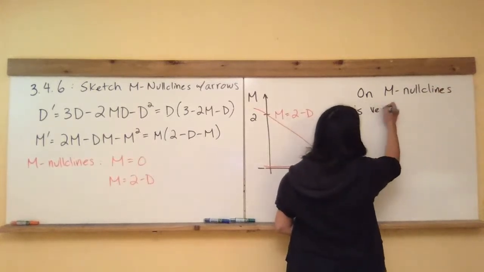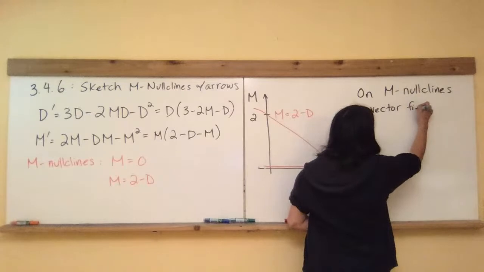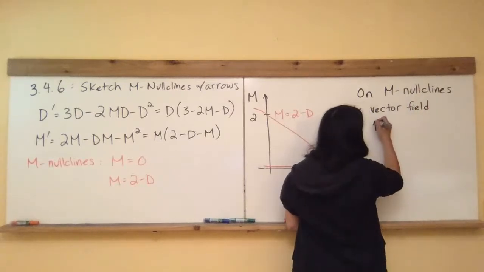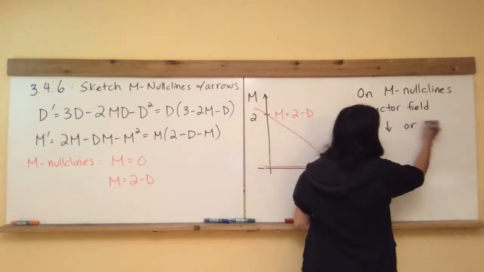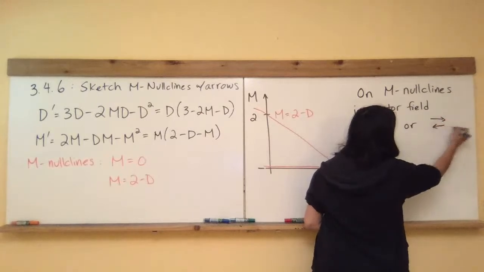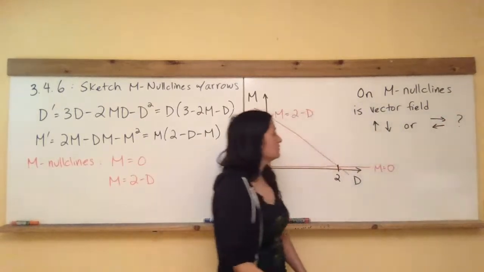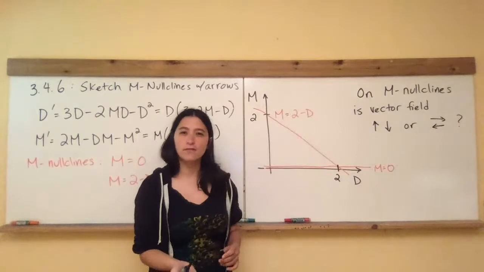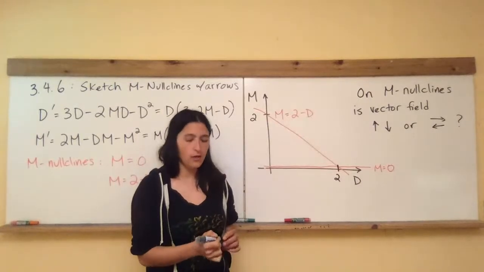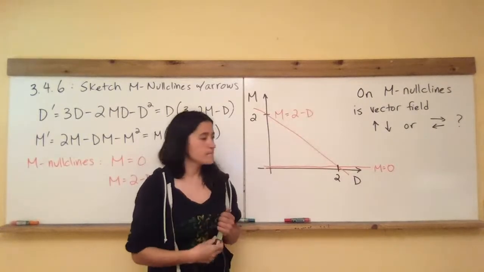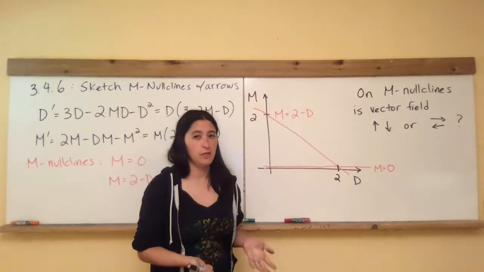Is the vector field up and down, or is it left or right? Is it up or down, or is it left or right? Because if I don't know that, then I don't want to move any further because I'm not going to know what to draw.